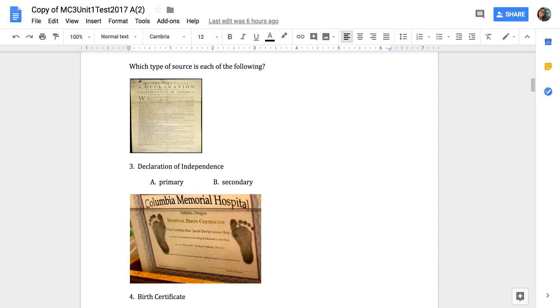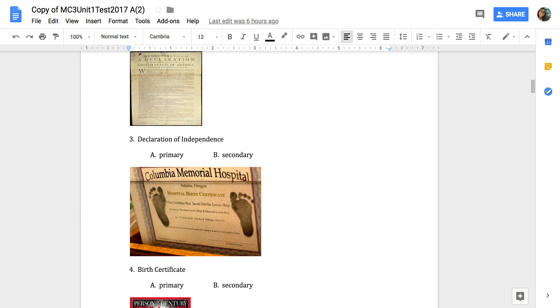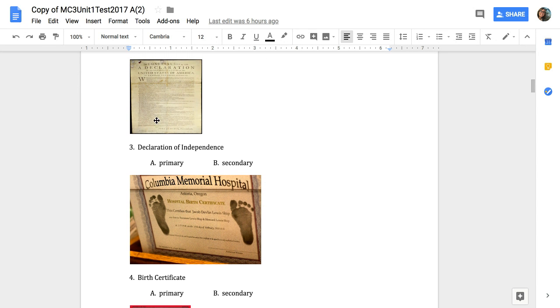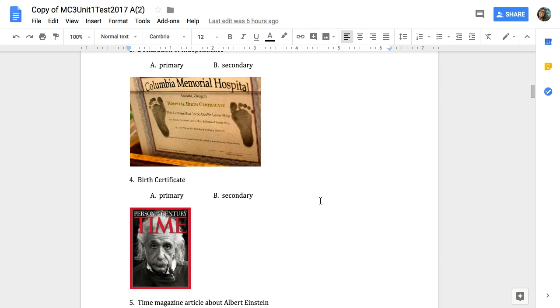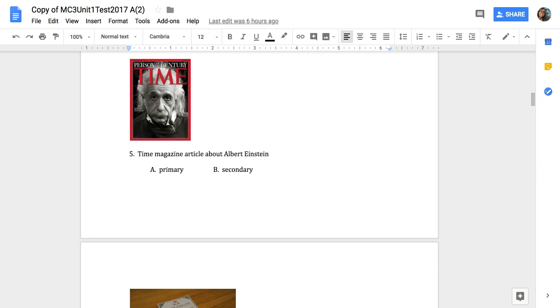Which type of source is each of the following? I've included pictures. This is a picture of the Declaration of Independence. So the actual Declaration of Independence, is that a primary or secondary source? An actual birth certificate, is that a primary or a secondary source? Number 5, a Time magazine article about Albert Einstein. He didn't write it, somebody else wrote it about him. Is it A, a primary source, or a secondary source?